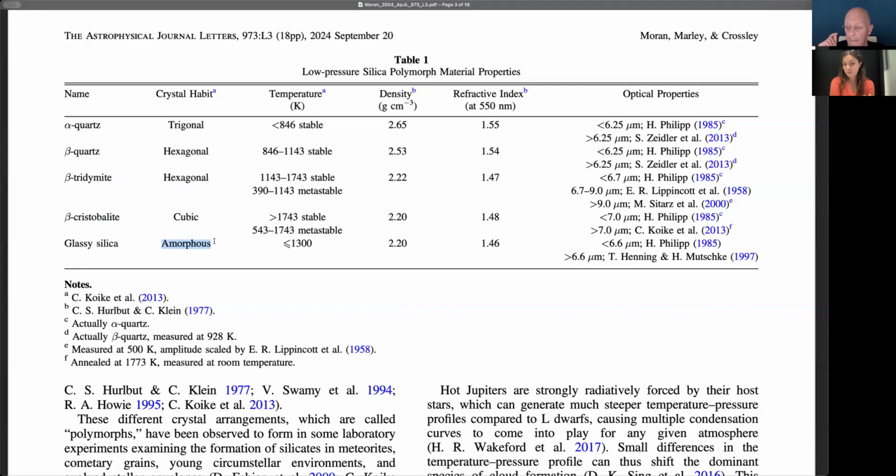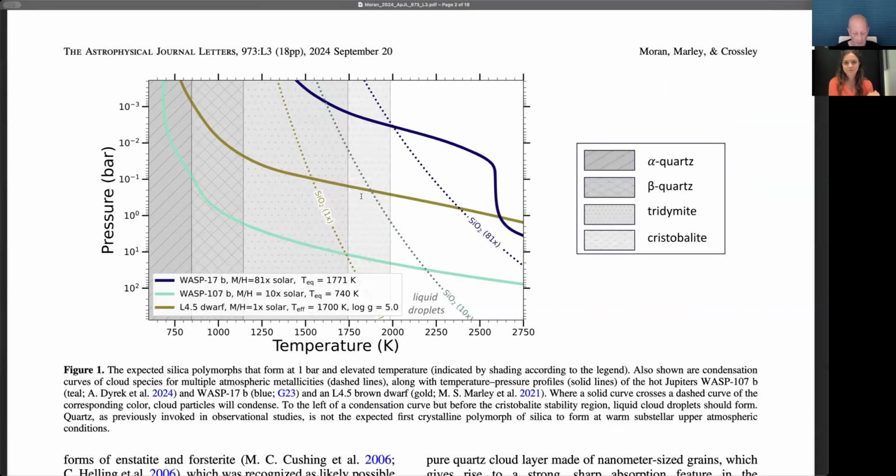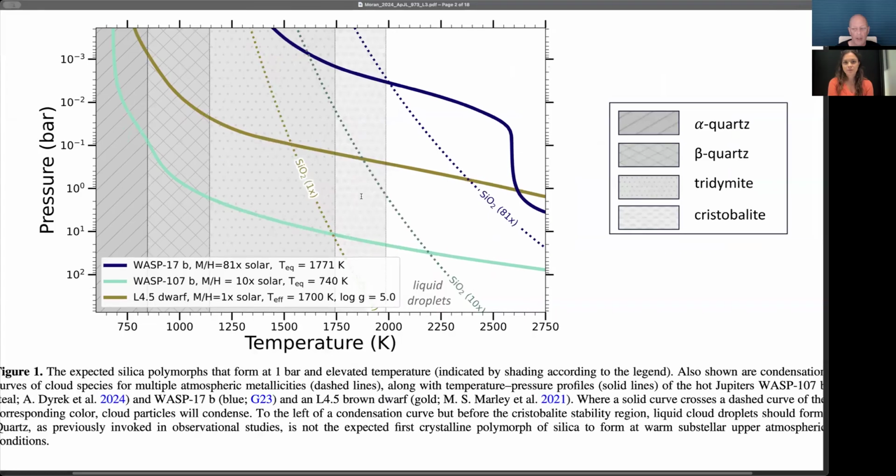To visualize that, we can go back up to figure one. Blow that up a bit. There we go. This is now mapping the stability regimes of these different kinds of crystals. So we're looking at pressure on the y-axis, temperature on the x-axis, and those pressures are in units that would make sense to an atmospheric scientist like me.